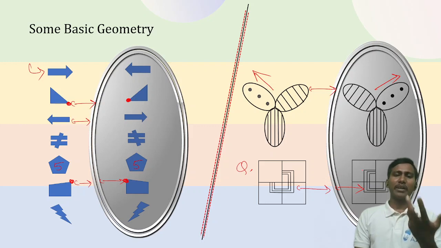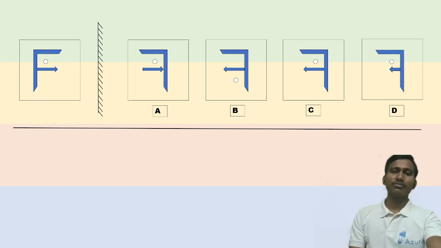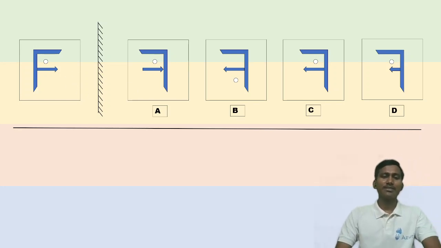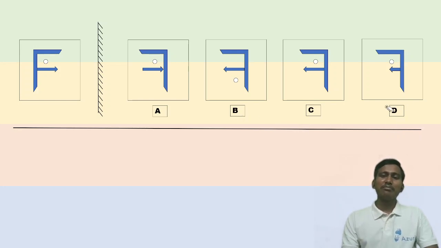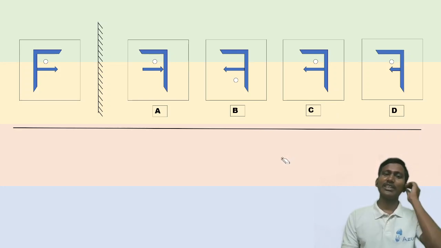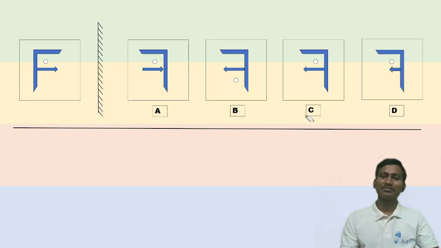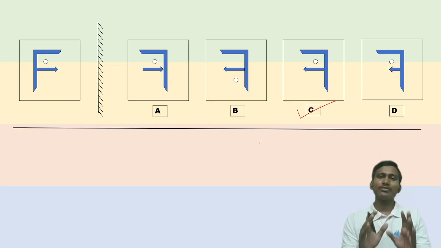Now let us practice some questions. The first question is this. What will be the mirror image of this figure? What will be the option? Some are saying B or D. Is it B or C? Okay, so the answer will be option C. There should not be any change other than left and right.